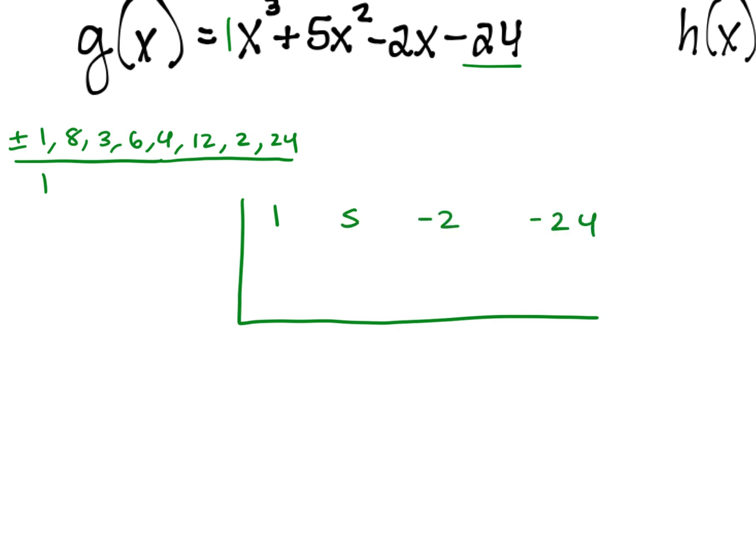Awesome. 1, 5, -2, and -24. We're not missing anything here, so we can just put those in the box. What do you want to try first? Any suggestions?